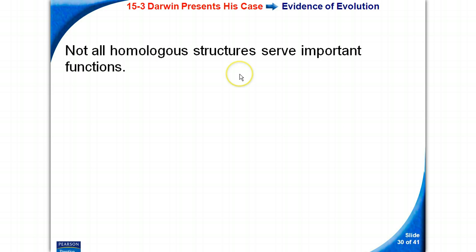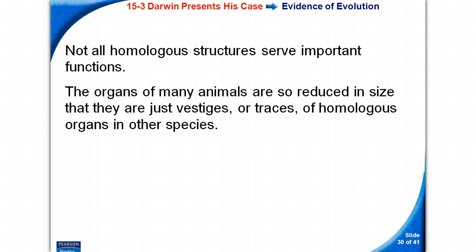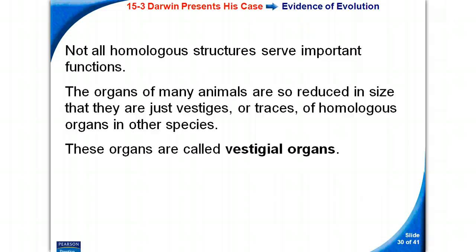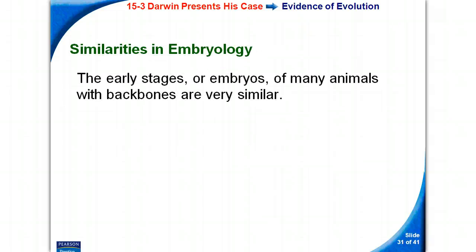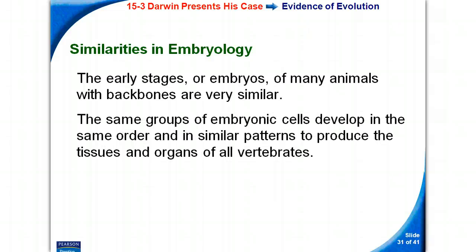Not all homologous structures serve important functions. The organs of many animals are so reduced in size they are just vestiges or traces of organs in other species. These organs are called vestigial organs. The early stages or embryos of many animals with backbones are very similar. The same groups of embryonic cells develop in the same order and in similar patterns to produce the tissues and organs of all vertebrates.